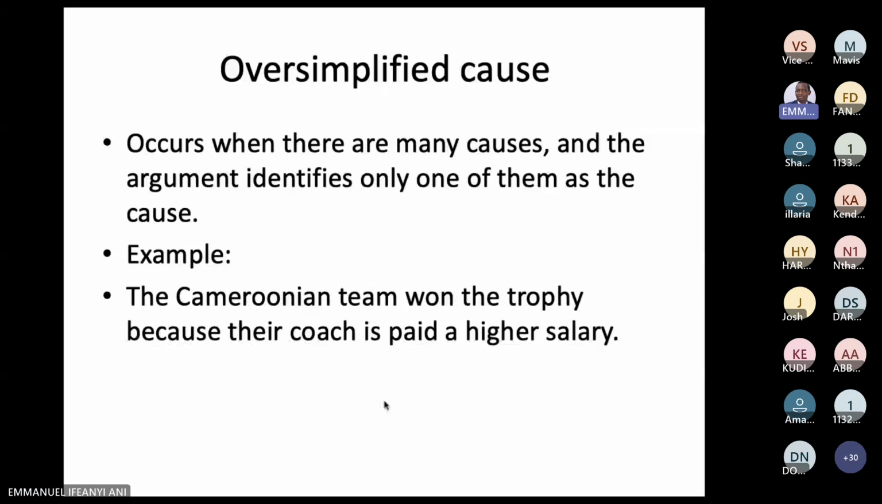So you might increase the salary of your coach, and yet you don't win the trophy. So this is an example of an oversimplified cause.